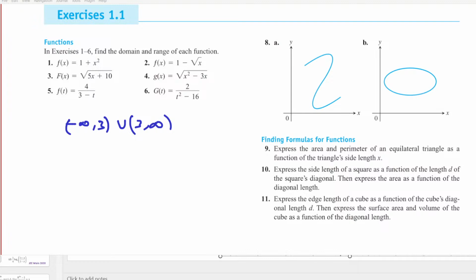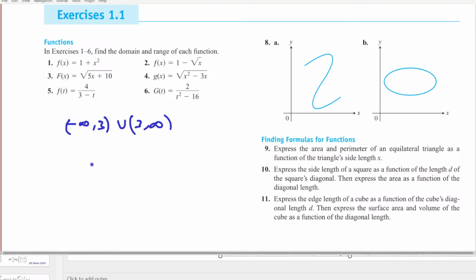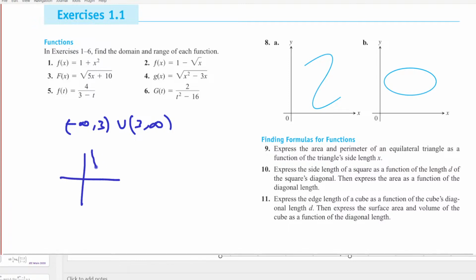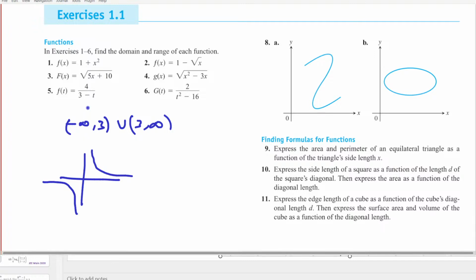Sir, can you explain the range of this graph? Okay, we do one thing. You know the 1 by x graph, no? Yes, sir. 1 by x, how does it look? It looks like this, right? You know this graph, no? Yes, sir. Okay, try to make a transformation using 1 by x.